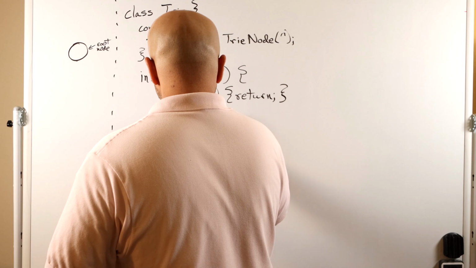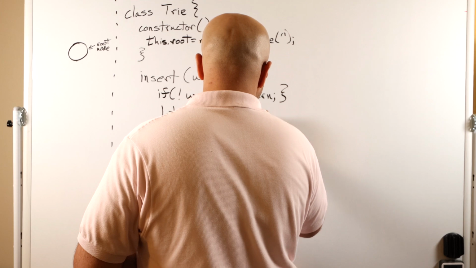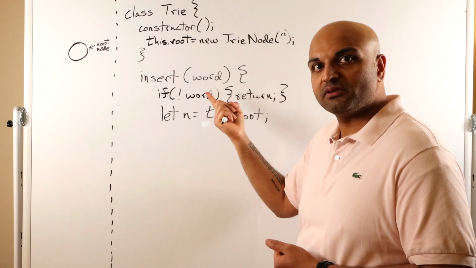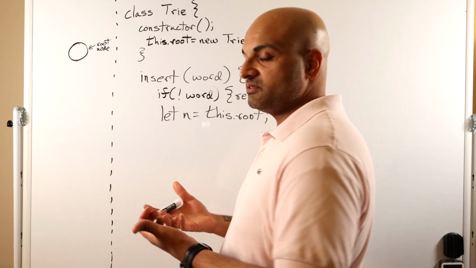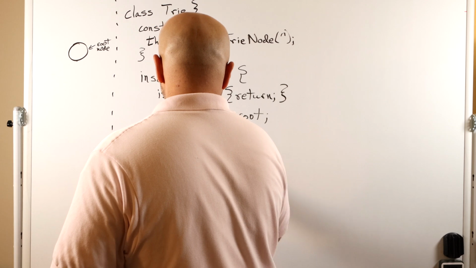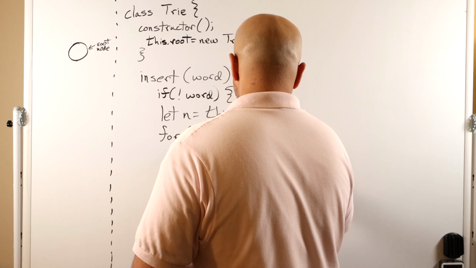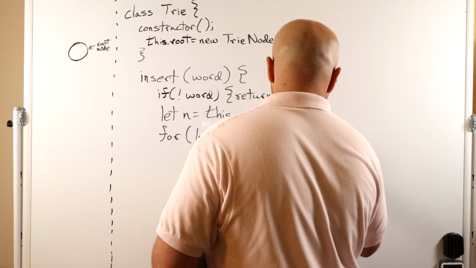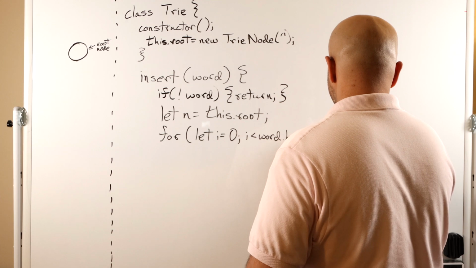Next, what we'll do is we will actually start at the root node, like I said, right? So we'll say n equals this.root. And then we're going to walk through every single letter in this word that we're passed in. So if it was dog, we'll go D-O-G. The way we'll do this is just a simple for loop. So we'll say for let i equals 0, i is less than word.length, and then i++.